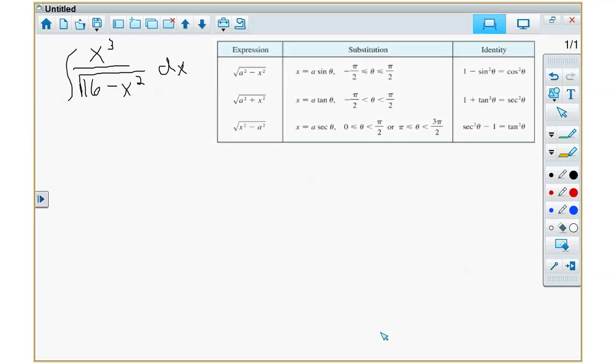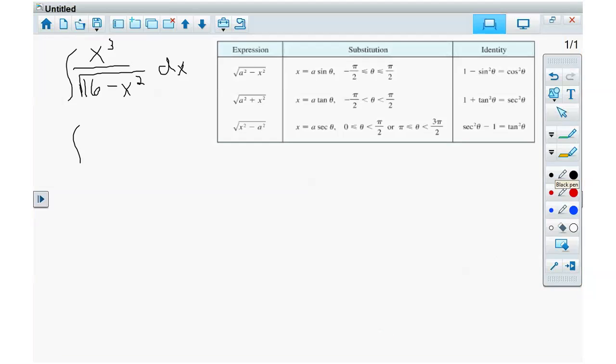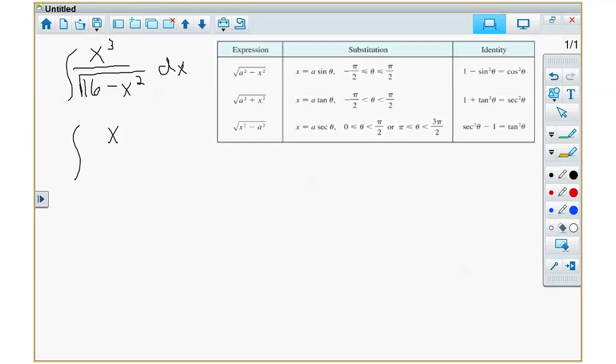Now, the first thing I would do is rewrite it, because some of you may need to see the a and the x and all that good stuff. So, rewrite it: x to the third over the square root of 4 squared minus x squared. And now you know what your a is.